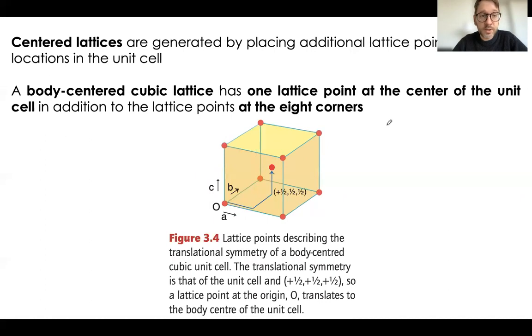We also have centered lattices, which are generated by placing additional lattice points in specific locations of the unit cell. So in addition to the atoms or the lattice points only at the corners, for the centered lattices we also have additional lattice points in specific locations. For a body-centered cubic lattice, we have one lattice point right in the middle of the unit cell. So we have the lattice points at the 8 corners and a lattice point right at the middle of the unit cell. So we have 2 atoms here per unit cell.